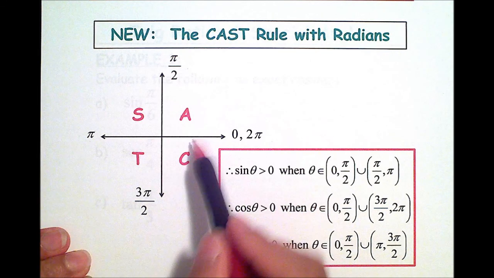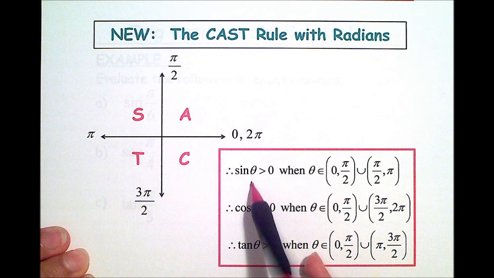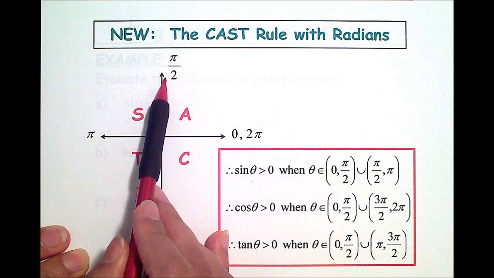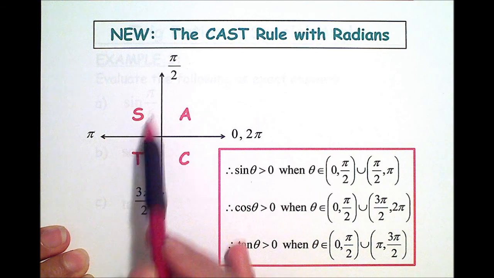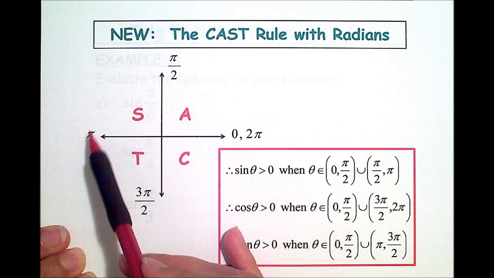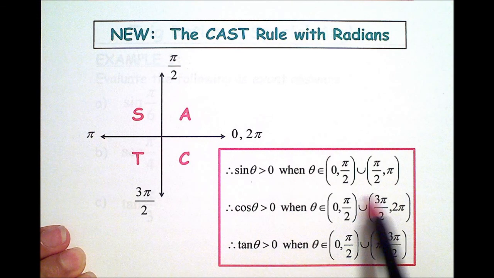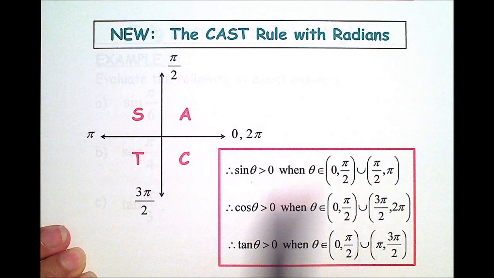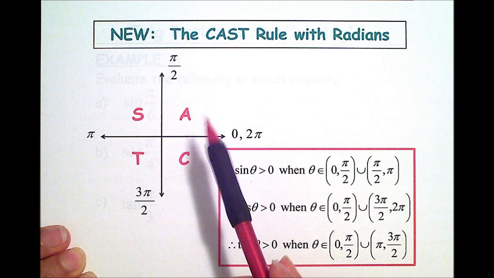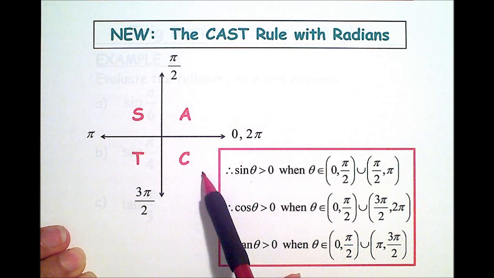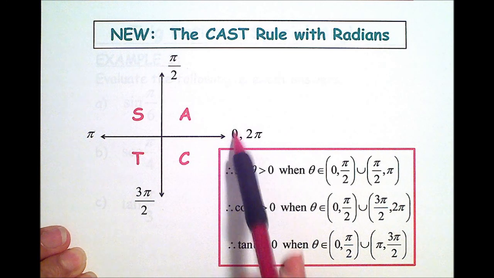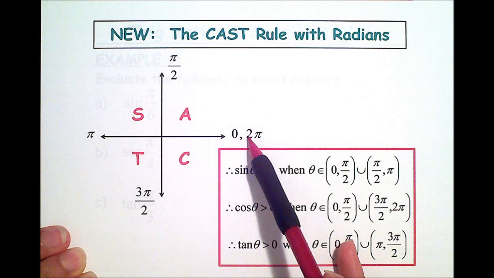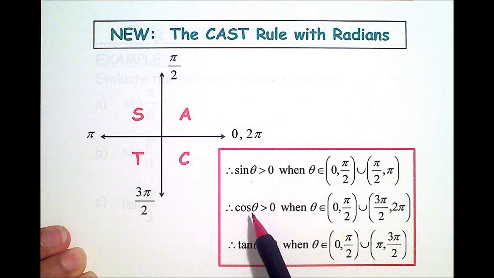So what this means is that the sine ratio is still going to be positive from 0 to pi over 2. And it'll also be positive for any angles that go from pi over 2 to pi. So this is just a set of angles that the sine ratio will be positive for. The cosine ratio will be positive in quadrant 1 and quadrant 4. So that means any angle between 0 and pi over 2, and between 3 pi over 2 and 2 pi, you'll get a positive value for the cosine ratio.